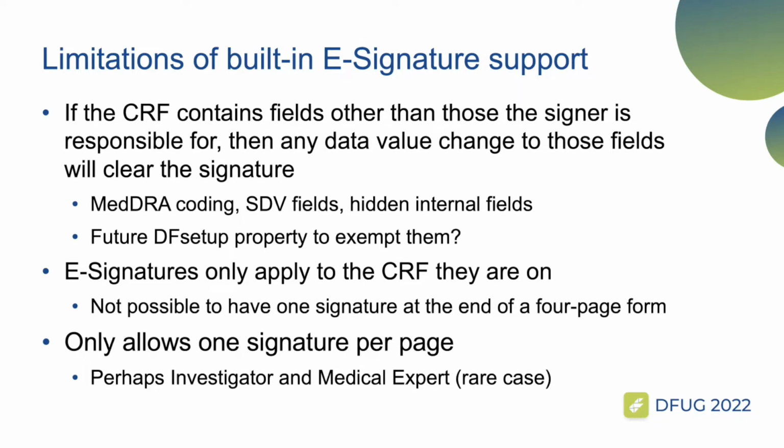Secondly, e-signatures only apply to the CRF that they're on. This was a decision that we made when I was still working for DFnet, that the signature would only be on the one page, and that has to do with the fact that you may not have permissions to see other pages. So let's suppose you have a baseline form that has 4 pages, and the signature is on page 4 of it, you may not have permission to see all of the other forms, and then it becomes very difficult to figure out when to clear the signatures and when to add them in.